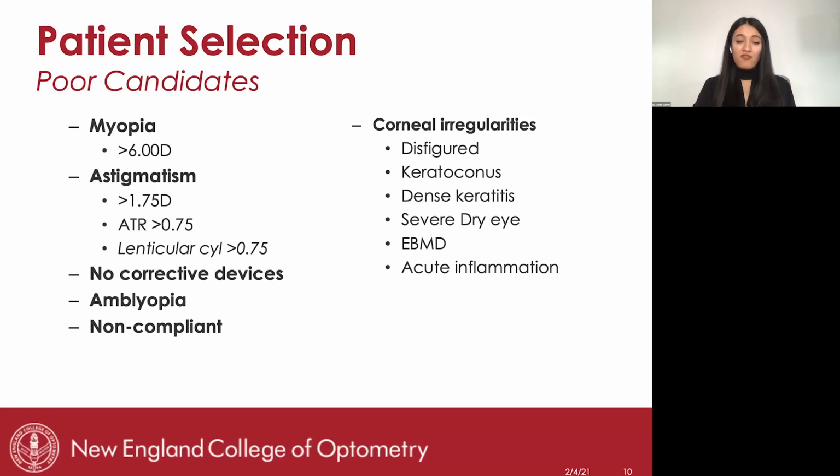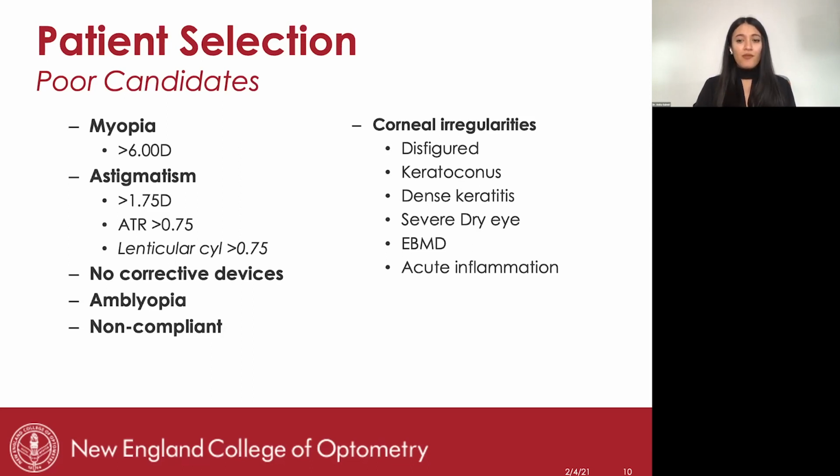Again, with the astigmatism, if the patient is educated that they may have residual astigmatism, sometimes we do this and have them wear corrective glasses on top towards the end of the night, for example. And then the patient can't have amblyopia. It can't be someone who's non-compliant, who won't listen to your treatment suggestions or recommendations on cleaning and things like that.